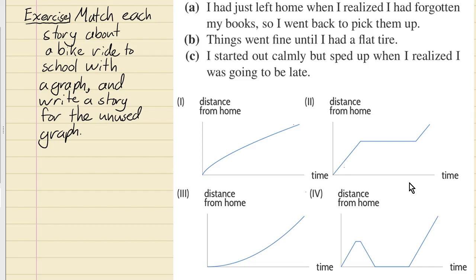And various bad things happen. Which of the stories relates to the graph? This kind of has to do with slope. I want you to try it. You might get this wrong. It's totally okay to get it wrong because we haven't done anything quite like this before.